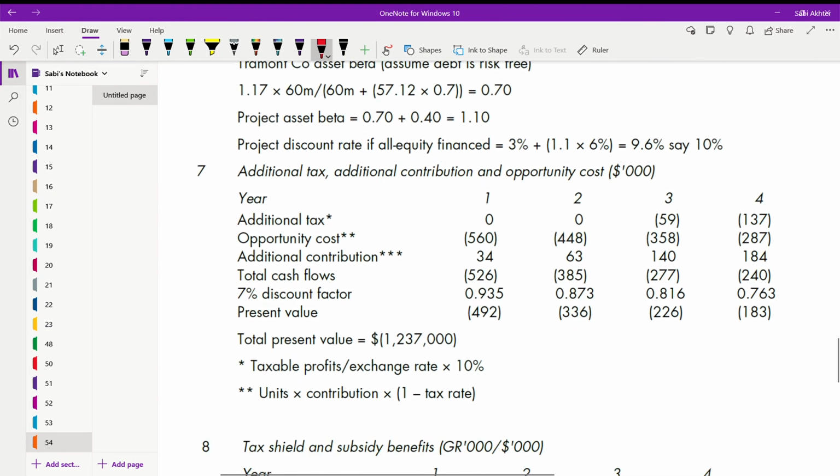So coming to working 7. Additional tax. How do you do that additional tax? Opportunity costs, additional contribution. Then you find the total cost on that 7% discount and find the present value. So this is the total present value, negative. And how do you get that additional tax? Taxable profit divided by exchange rate into 10%. And if you have to find this opportunity cost, it is unit into contribution into 1 minus tax rate.